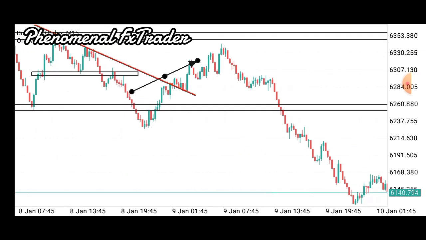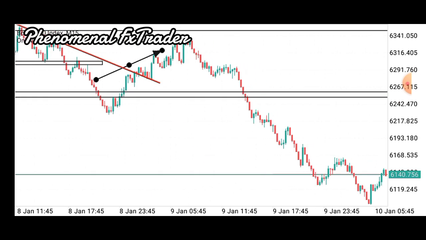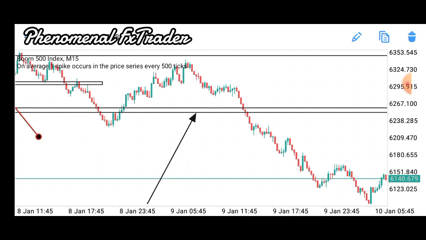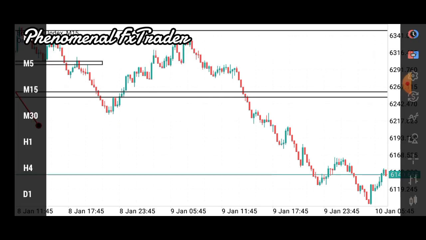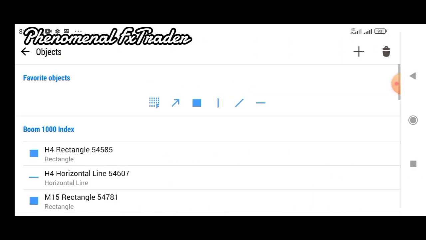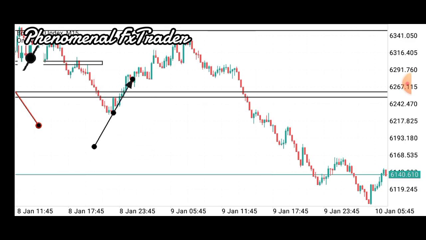All right, so these structures do work. There's another one here, guys. I didn't notice this one. This one is really massive, guys. If you look closely, you'll see what we have here. It is a head and shoulders pattern, guys. This is a left shoulder, this is the head, and this is the right shoulder.